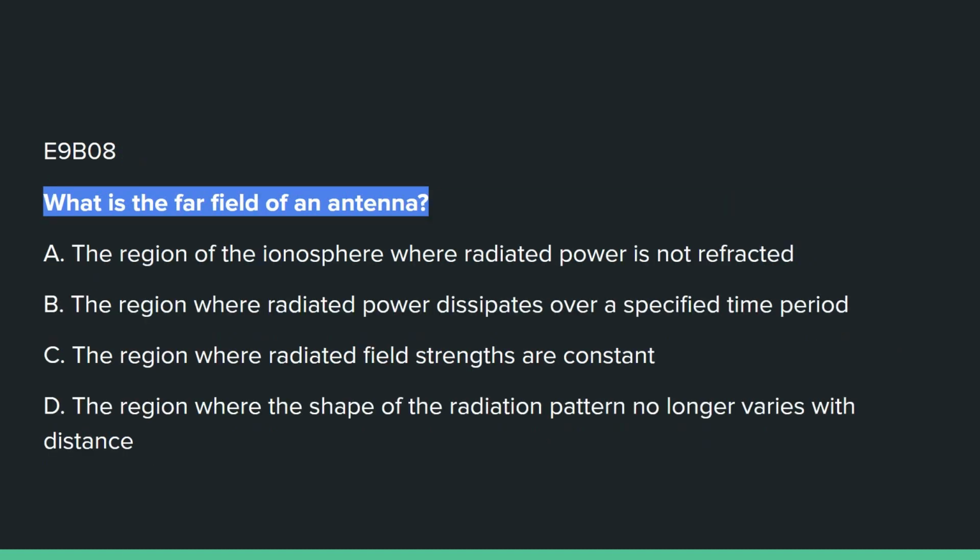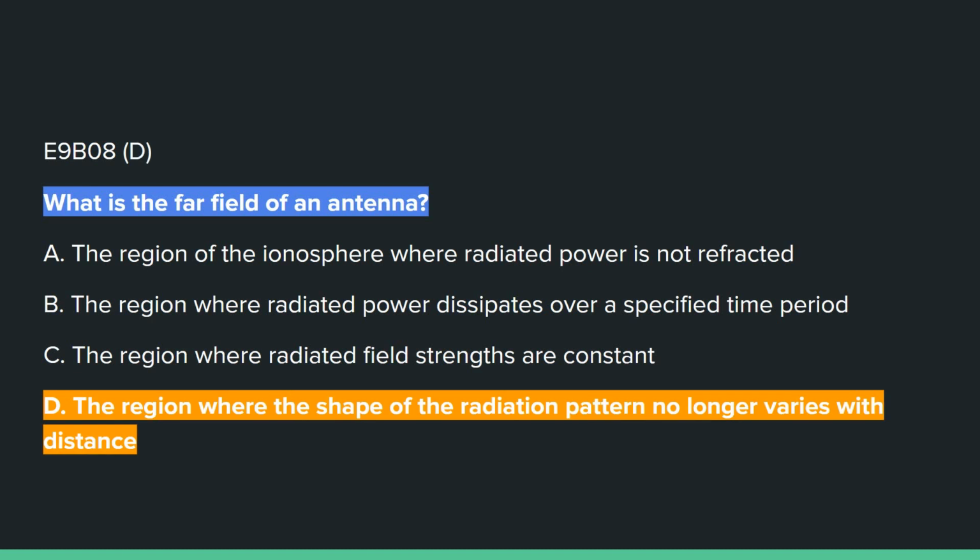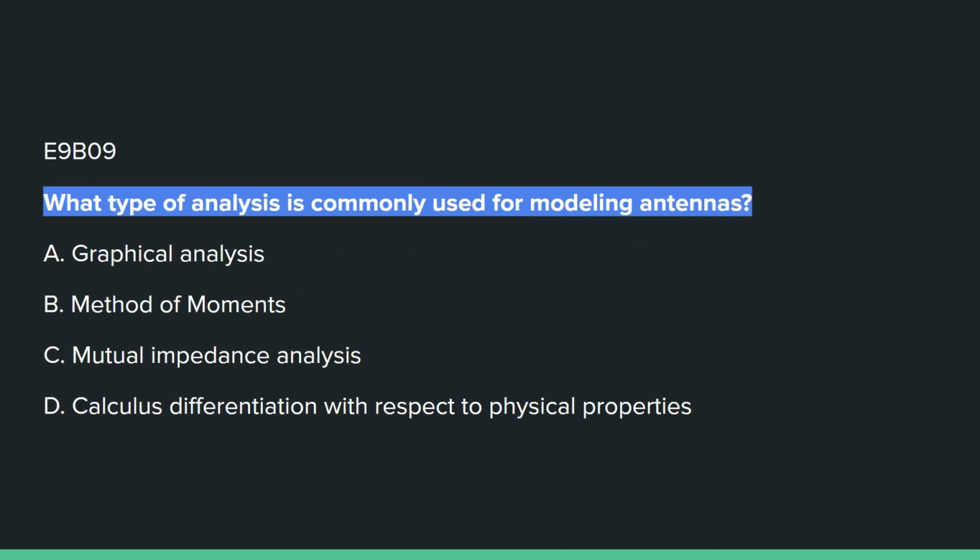E9B08, what is the far field of an antenna? It's D, the region where the shape of the radiation pattern no longer varies with the distance. E9B09, what type of analysis is commonly used for modeling antennas? B. Method of moments.